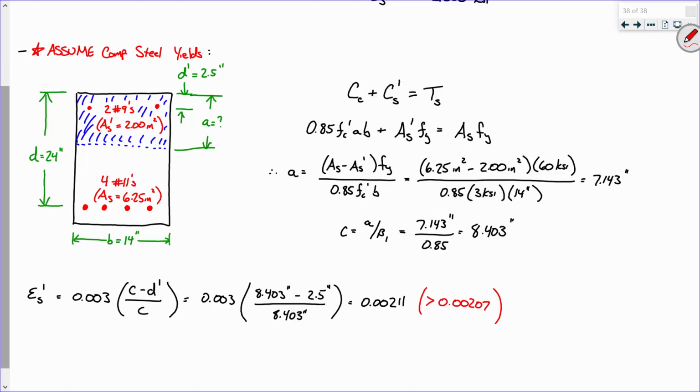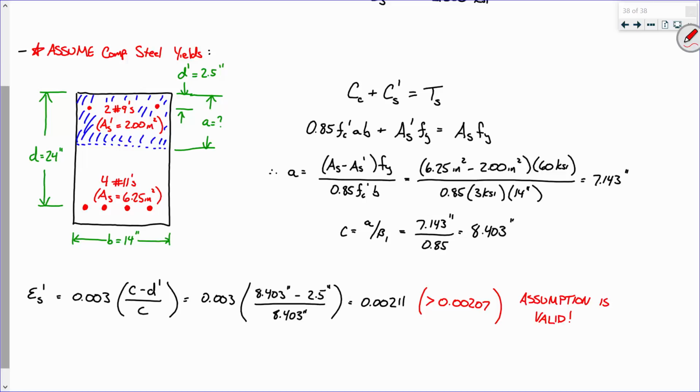So it got shorter? It's yielded? Yes, it got shorter and it breached Fy, or epsilon sub y. So right here, this means our assumption is valid. Oh goodness, getting ahead of myself. All right, so the compression steel did in fact yield, okay? So that's what that tells us, okay?